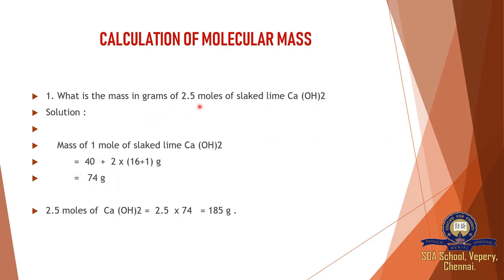Then they are asking what is the weight of 2.5 moles of calcium hydroxide. Here we calculated only 1 mole, so we need to multiply the value for 1 mole by 2.5. We are getting 185 grams. So the mass of 2.5 moles of slaked lime is 185 grams.